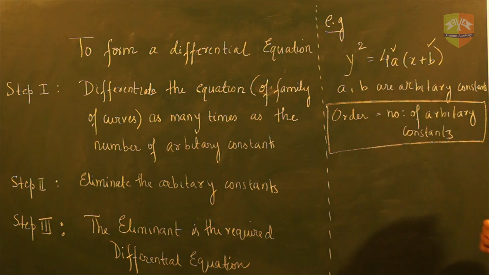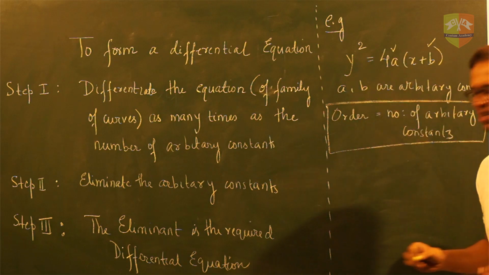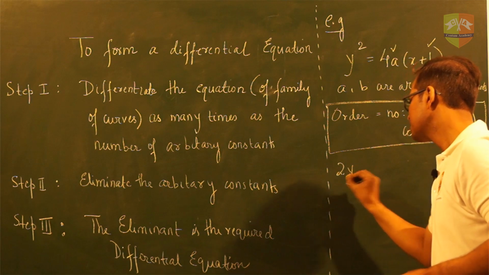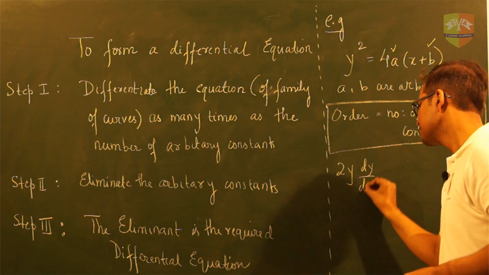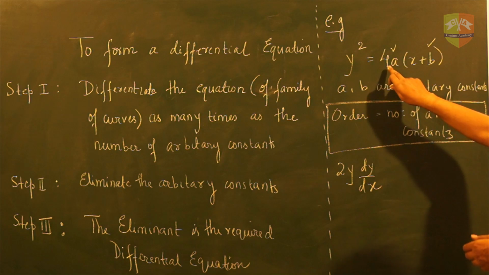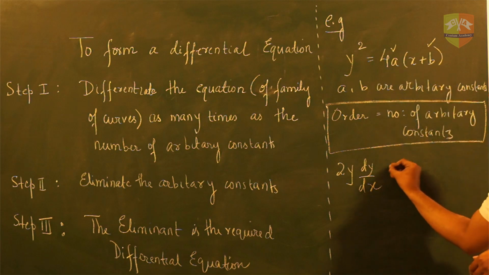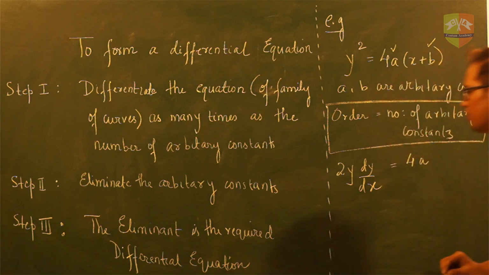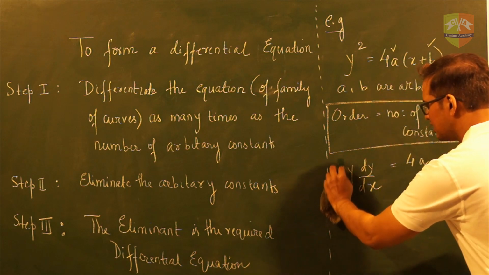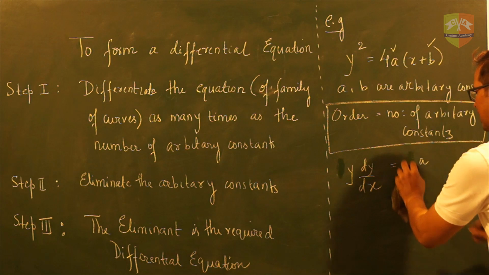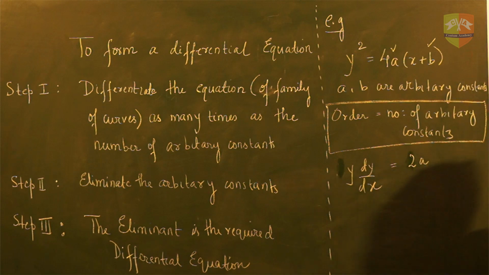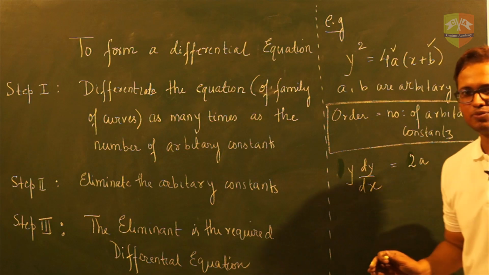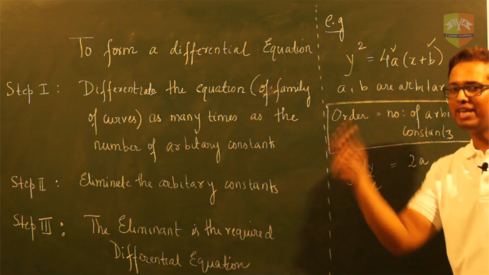Let us differentiate once. What is the derivative of y square with respect to x? We all know the chain rule. So the derivative of y square with respect to x will be 2y dy by dx. Right? The derivative of 4a(x plus b) will be nothing but 4a. We can get rid of the factor of 2 from both sides. So I can drop this 2 factor here and write it as equal to 2a, right? Now I have already got rid of b. The only thing which I need to do now is get rid of a.